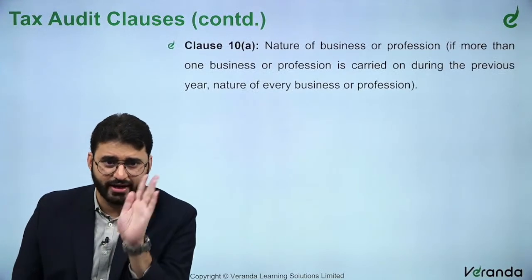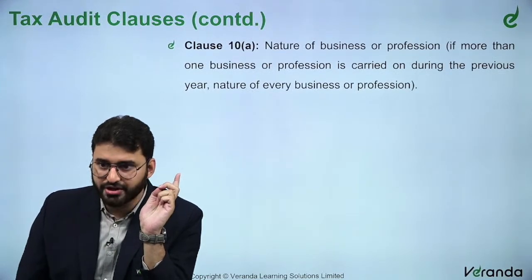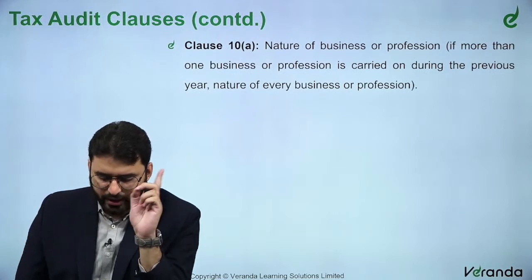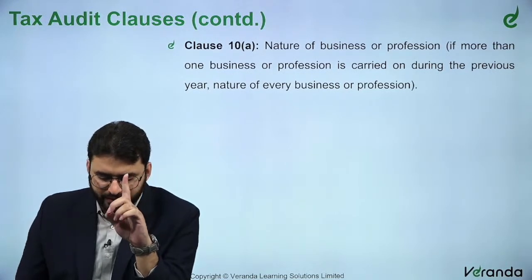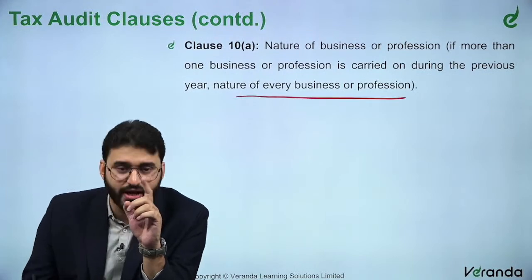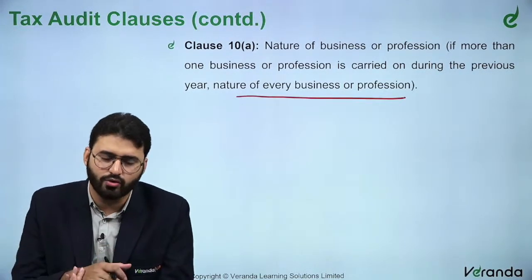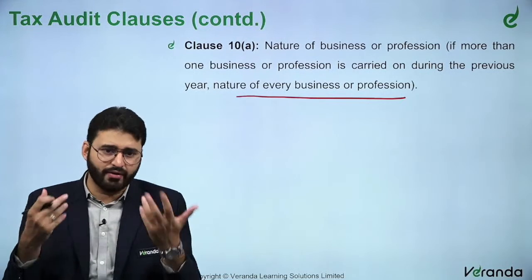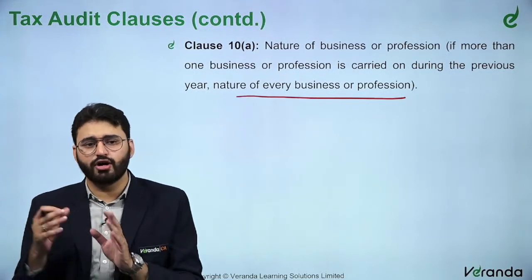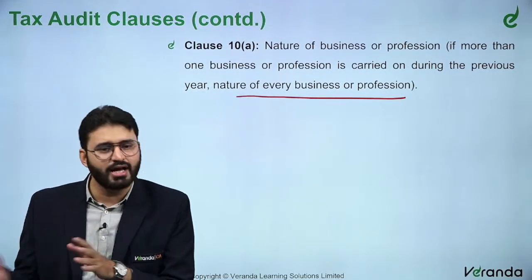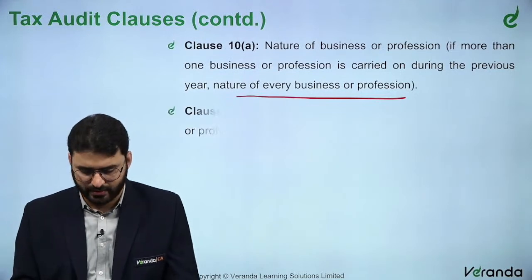Next, clause 10A. So 9 is over, now we are in 10. Nature of business or profession. If more than one business or profession is carried on during the previous year, the nature of every business or profession. So we have to say what is the business that you are into. How many times have we been telling this? Yes, you have to mention it again. And also if you are into multiple verticals, then you have to mention each and every one. 10B.